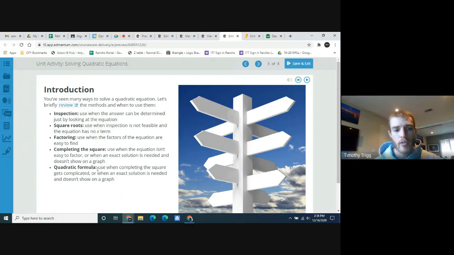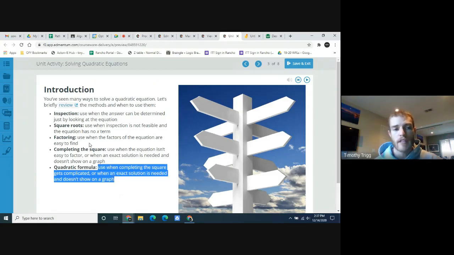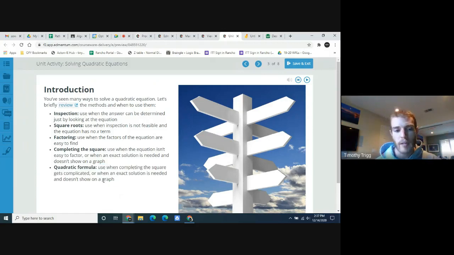Quadratic formula, this one, the quadratic formula you could use all the time. So anytime, even if it's factorable, even if it's square rootable, even if you can figure it out just by looking at it, you could always still use the quadratic formula. So if you have something that's complicated or doesn't factor, then you should use quadratic formula, but you can use it anytime, really.